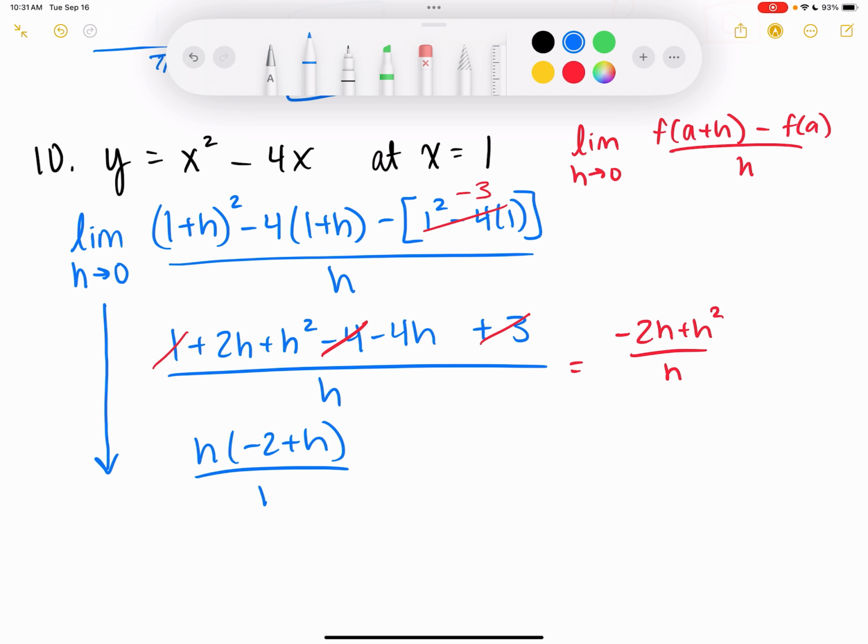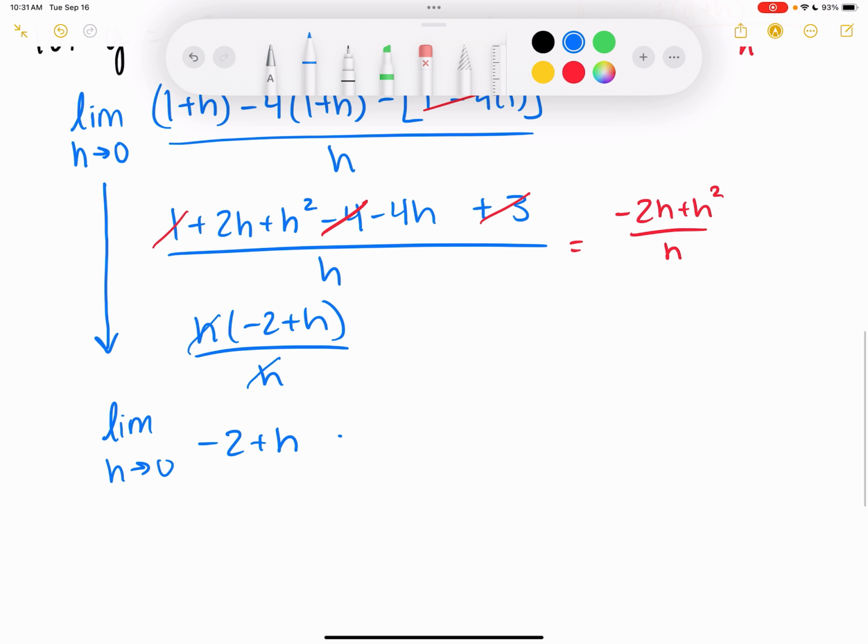The h's cancel, so now I'll rewrite my limit as h approaches 0 of negative 2 plus h. Well, when h is 0, that limit is equal to negative 2. And so this is the slope of the tangent line. And this is part A of the question, to find the slope.